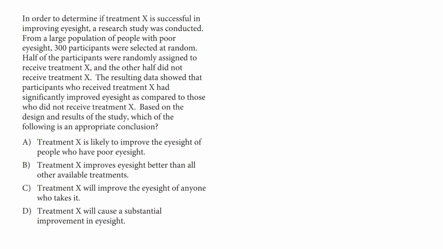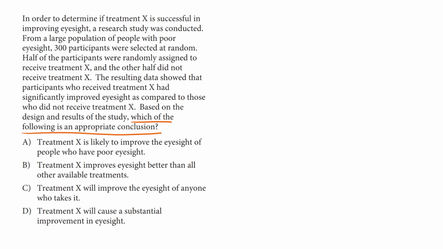In order to determine if treatment X is successful in improving eyesight, a research study was conducted. From a large population of people with poor eyesight, 300 participants were selected at random. Half of the participants were randomly assigned to receive treatment X, and the other half did not receive treatment X. The resulting data showed that participants who received treatment X had significantly improved eyesight as compared to those who did not receive treatment X. Based on the design and the results of the study, which of the following is an appropriate conclusion? So we need to draw a conclusion based on the information they gave us.